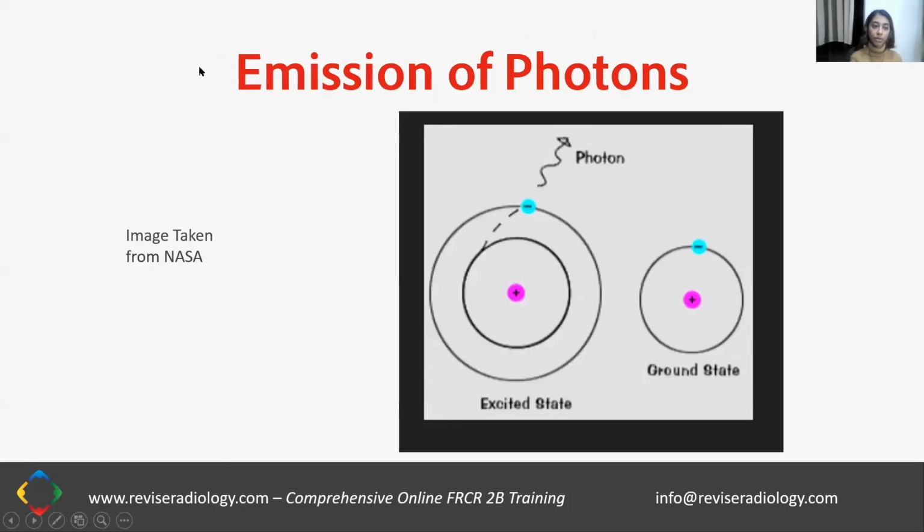So the other process which happens here is that when the atom is in an excited state, that is when there's a vacancy in a lower energy shell, an electron will tend to fall into that vacancy to fill it up. And when an electron falls into the vacancy in a lower shell, it would emit some energy in the form of a photon.